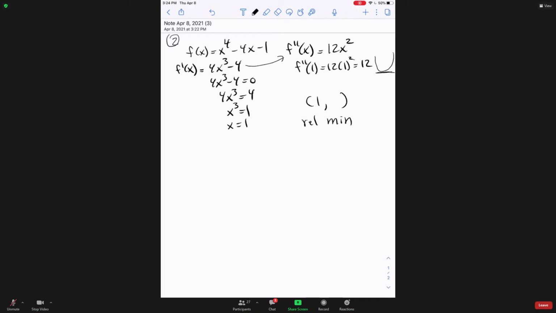Now, what is the y value? You need that for display purposes, so you plug 1 into here to get the y value. 1 minus 4 is negative 3. Minus 1 is negative 4. So there is the answer for finding the relative max and min right here.